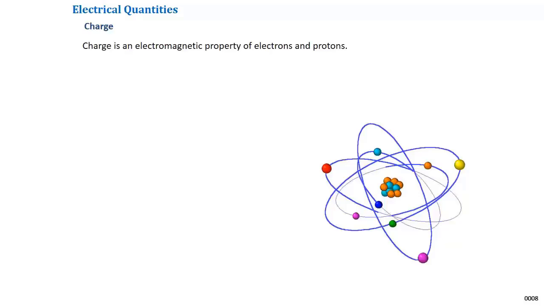Charge is the name given to the unique electromagnetic property possessed by electrons and protons. It cannot be found anywhere else. The properties of electrons and protons are very similar but have some obvious differences. By definition, electrons are said to have a negative charge and protons a positive charge.